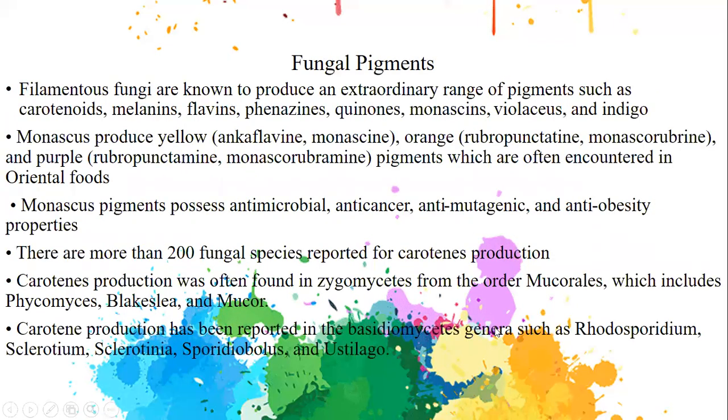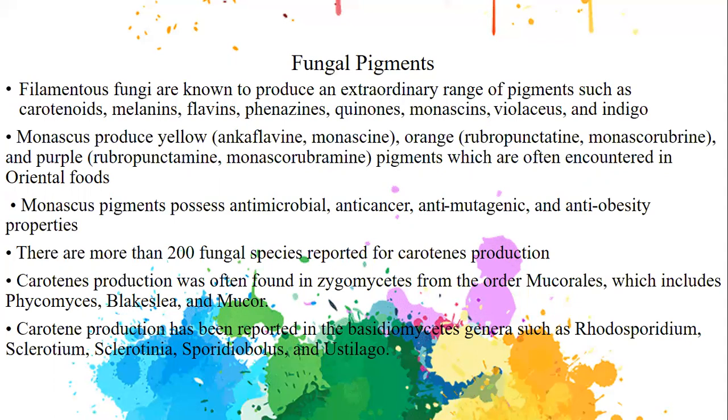Next, we go to fungal pigments, which are pigments produced such as carotenoids, melanins, flavins, quinones, monascins, violacein, and anthraquinones. Monascus produces yellow, orange, and different purple kinds of pigments which are used in oriental food. Monascus pigments are antimicrobial and anti-cancer. Their properties are antimicrobial and antioxidant.